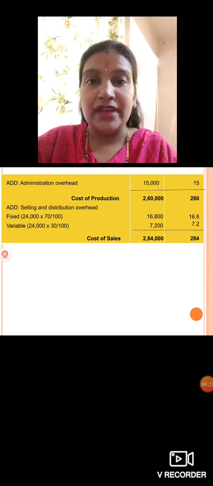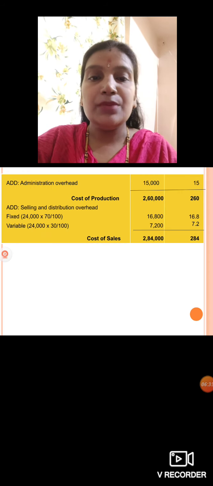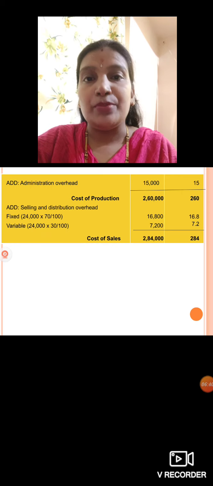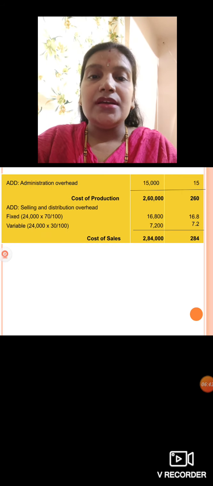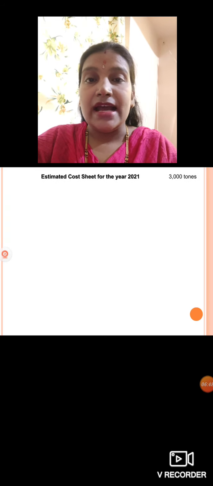But now we are calculating only cost of sales, how much cost is going to be incurred to produce a product and to sell it. Okay, profit margin we have not added here still because they have not mentioned anything regarding profit margin. Okay, next we will see the estimated cost sheet. Okay, for the year 2021, as they have mentioned clearly, they want to produce how many units?